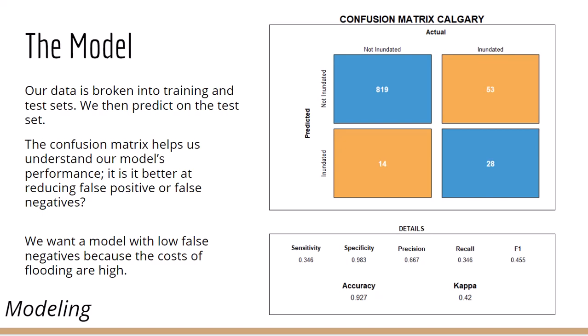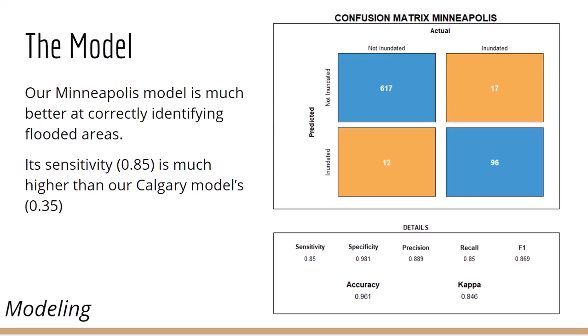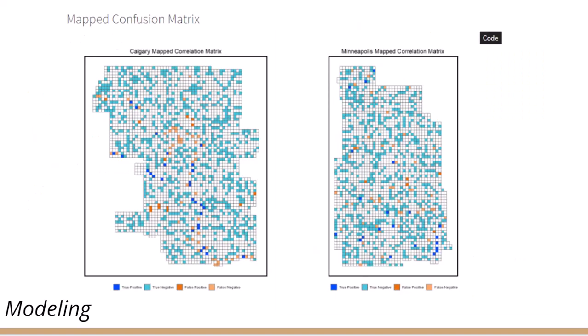We want a model with low false negatives because the costs of flooding are high. Our Minneapolis model is much better at identifying correctly flooded areas. Its sensitivity, 0.85, is much higher than Calgary's, 0.35.